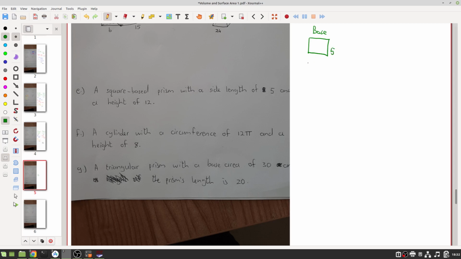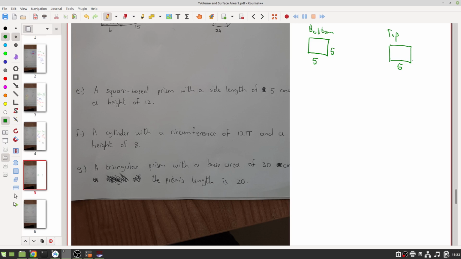Just write them a little bit better so we can at least see what I'm writing. 5 and 5. So that's going to be the same at the top, right? Top and bottom. So let's call this bottom. That's the bottom. The top will look exactly the same.